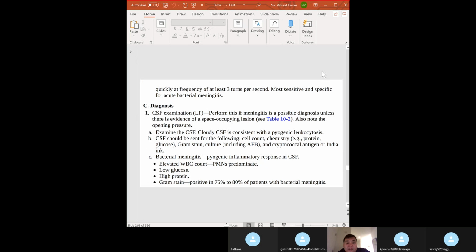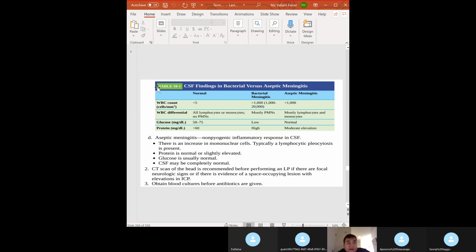However, for the test, the diagnosis is very, very important. Let's see, I'll put a table here, put a star here. What can we see? CSF findings in bacterial versus aseptic meningitis. In bacterial meningitis, you have an increase in WBC count, mostly neutrophils, polymorphonuclears, low glucose because bacteria love to consume glucose, and high protein. Aseptic meningitis, less WBC, normal glucose, mostly lymphocytes and monocytes.